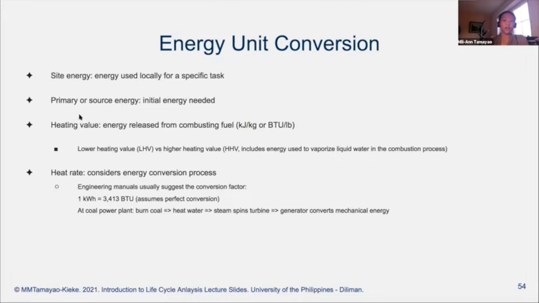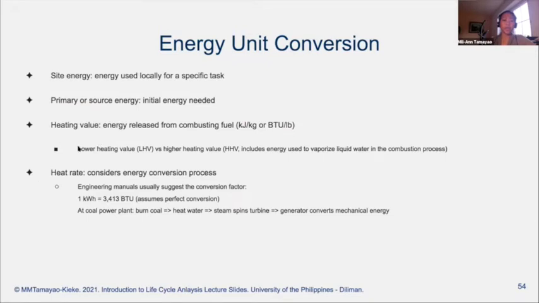When we talk about heating value, this is the energy released from combusting fuel. So this is in kilojoules per kilogram or BTU per pound. And we can have a lower heating value, LHV, or higher heating value. The difference is that HHV includes energy used to vaporize liquid water in the combustion process. And then of course you have heat rate, and this considers the energy conversion process.